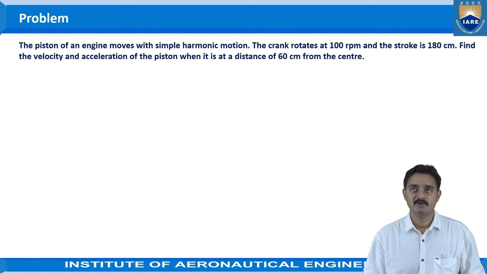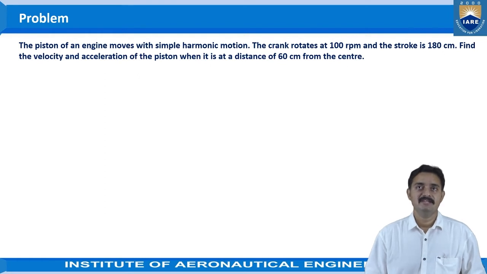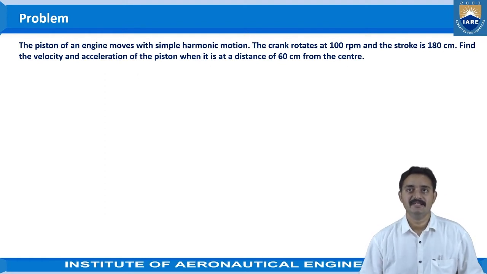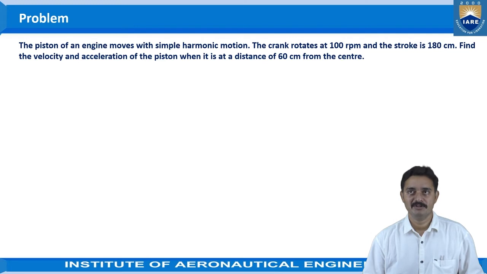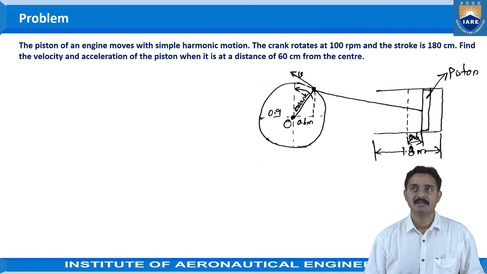Let us go for the first problem. The problem given is: the piston of an engine moves with simple harmonic motion. The crank rotates at 100 rpm and the stroke is 180 centimeters. Find the velocity and acceleration of the piston when it is at a distance of 60 centimeters from the center.